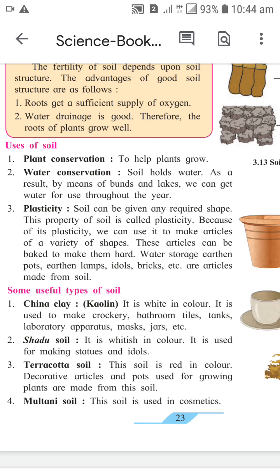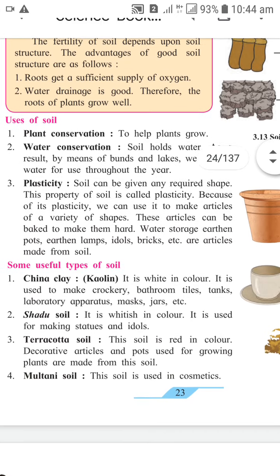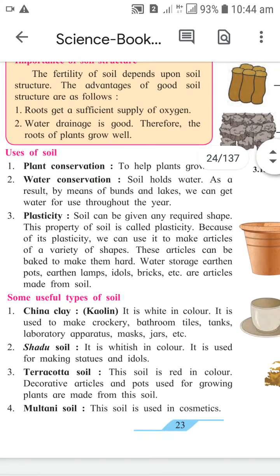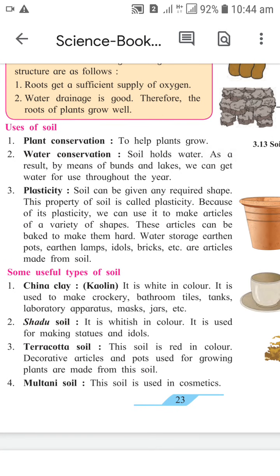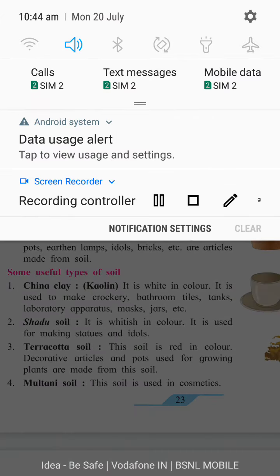Then the second one is shadow soil. It is whitish in color. It is used for making statues and idols. Now we are going to make Ganpati idols. Then terracotta soil. This soil is red in color. Decorative articles and pots used for growing plants are made from this soil. Then multani soil. This soil is used in cosmetics and other purposes.